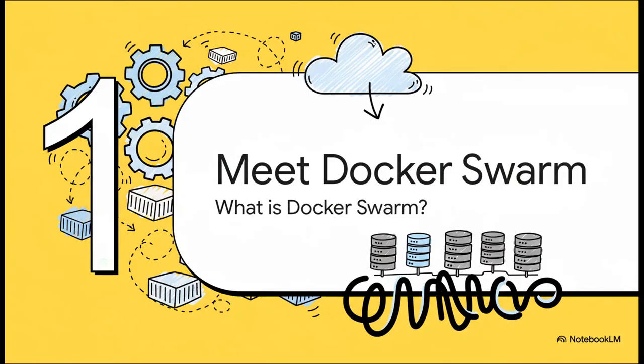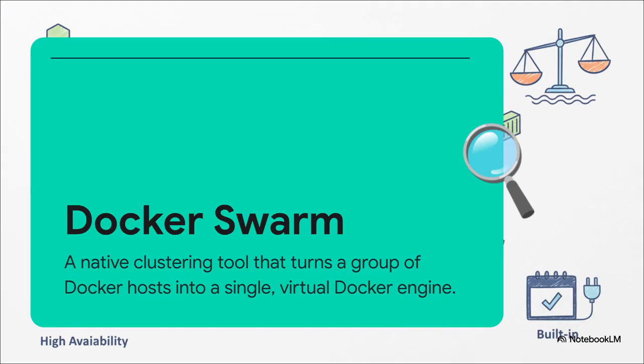All right, let's get right into the heart of it. First things first, what exactly is Docker Swarm? At its core, the key phrase you really got to lock onto is single virtual Docker engine. See, what Swarm does is it takes a whole bunch of separate computers, each one running Docker, and it kind of magically links them all together. So from your point of view, you're not managing a bunch of different machines anymore. No, you're commanding the entire cluster as if it were just one single thing.